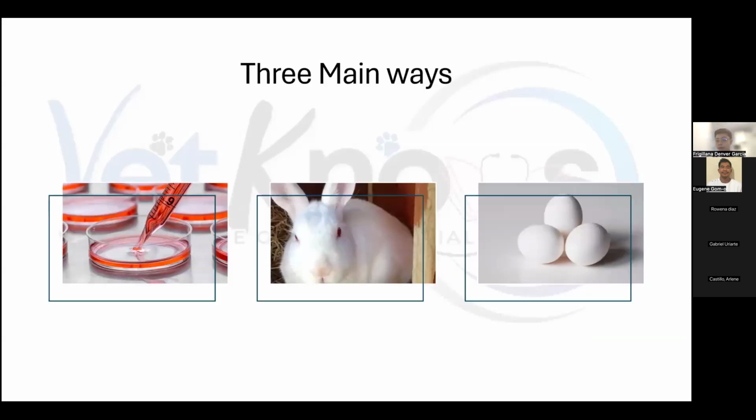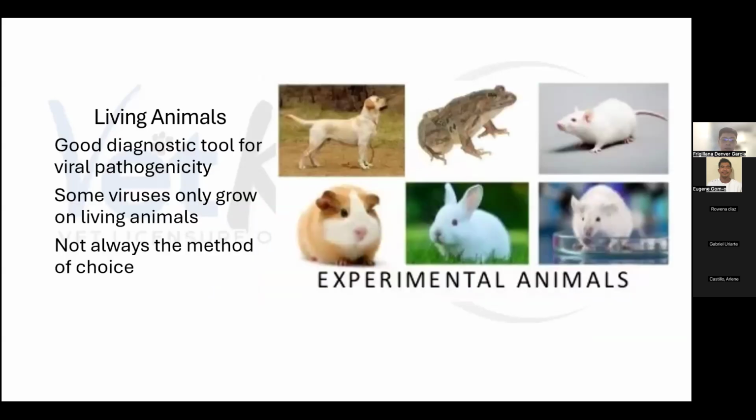So viral cultivation may be performed in three main ways, as you can see on the screen. Pwede siyang tissue culture, pwede siyang live animal, or pwedeng embryonated duck or chicken eggs. So first one, we have living animals. This is a good diagnostic tool for viral pathogenicity. And some viruses can only grow on living animals.